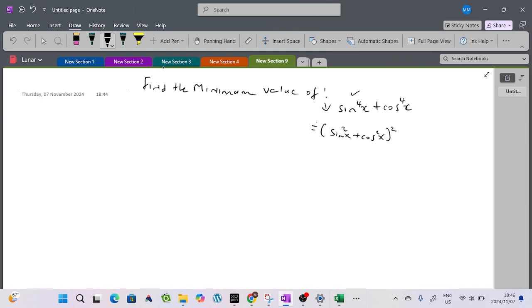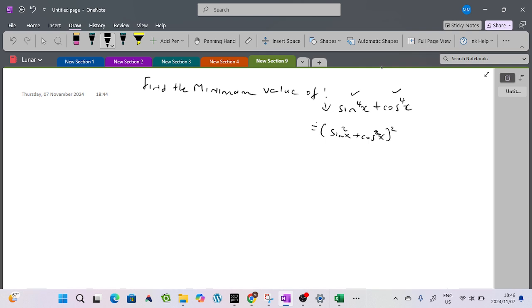Then we square cosine squared x, which gives us cosine x to the fourth. But since we're squaring a binomial, we have an additional third term. The third term is the product of sine squared x and cosine squared x, times 2.